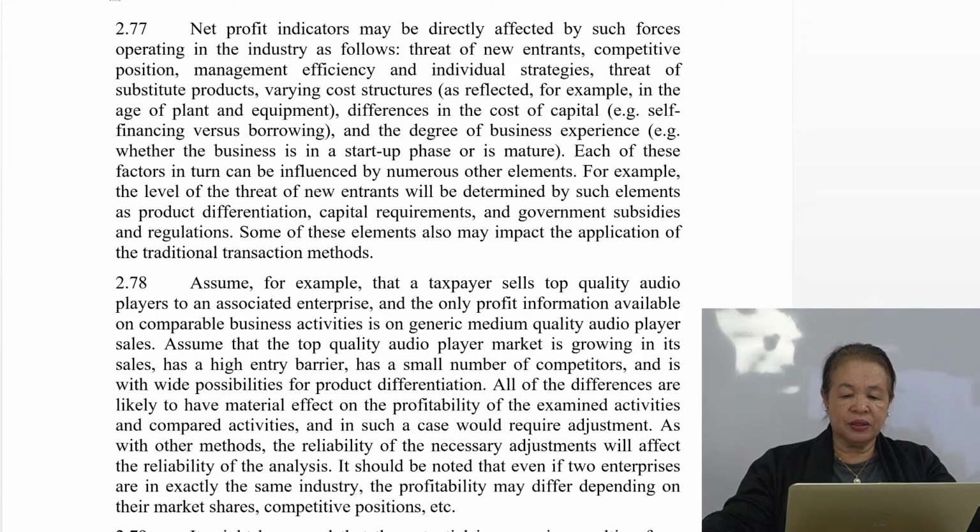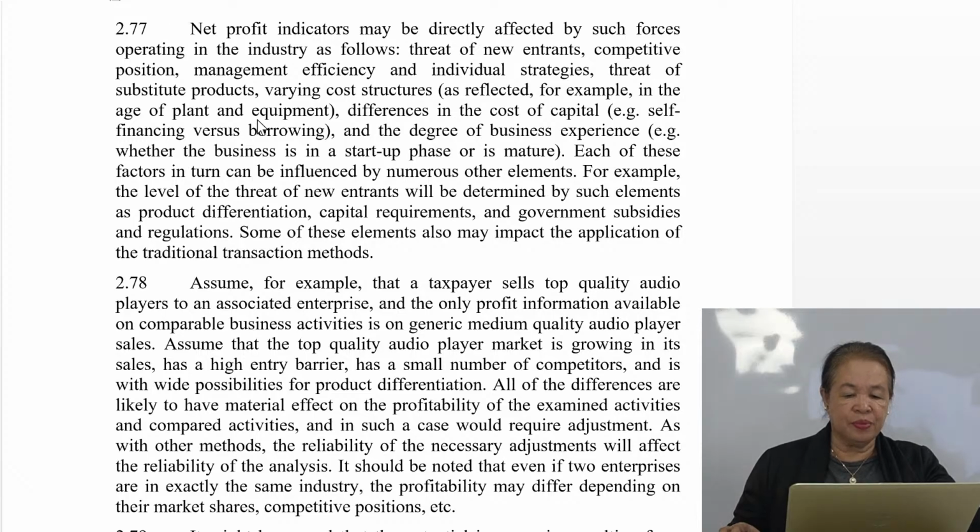Each of these factors in turn can be influenced by numerous other elements. For example, the level of the threat of new entrants will be determined by such elements as product differentiation, capital requirements, government subsidies, and regulations. Some of these elements may impact the application of the traditional transaction methods.